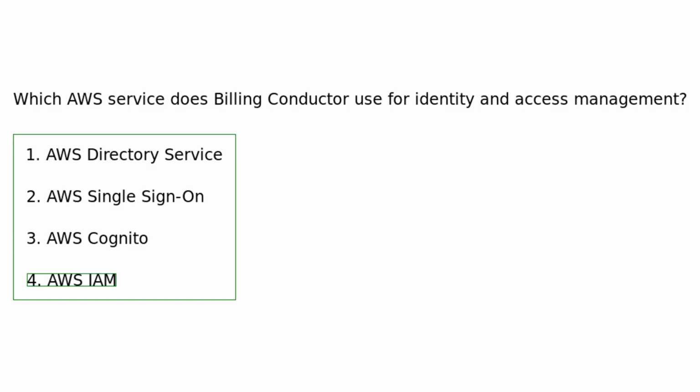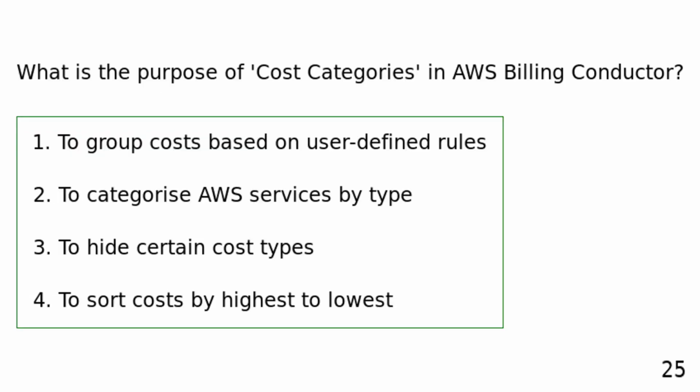AWS Billing Conductor uses AWS IAM for controlling access to its features and functionalities. What is the purpose of cost categories in AWS Billing Conductor? To group costs based on user-defined rules.